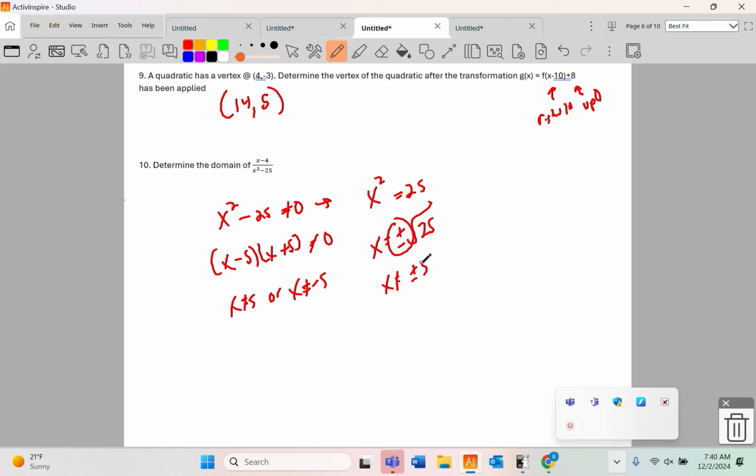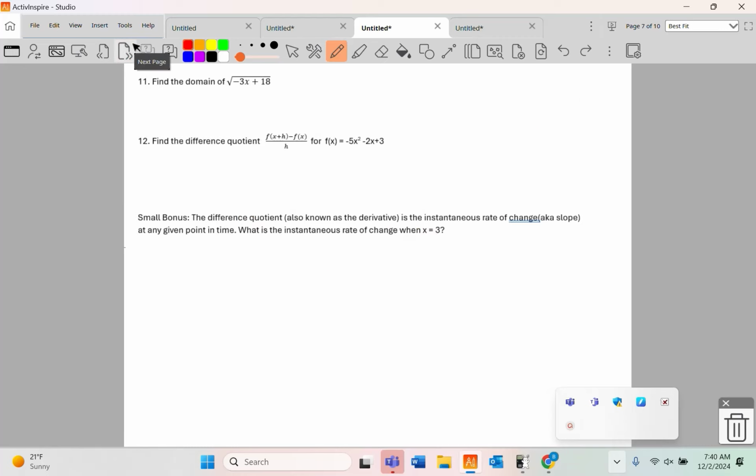A couple ways of doing it. Preferably you factor. But anyways, the x minus 4 doesn't matter unless you're Hayden Burris. He'll worry about it. Find the domain of root of negative 3x plus 18.